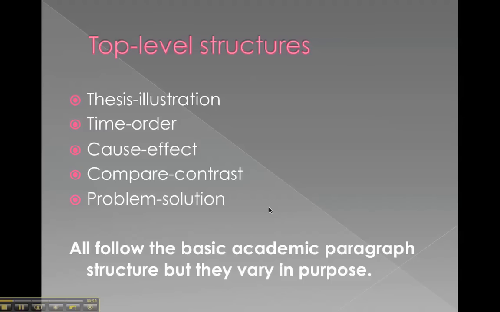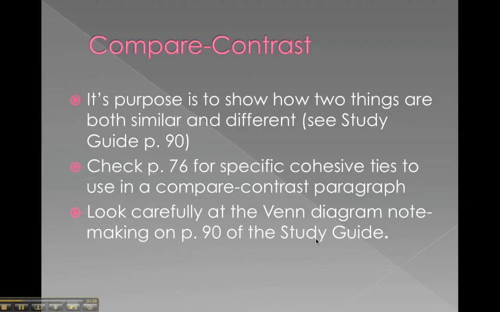We talked specifically about the thesis illustration paragraph, and then there's also what's known as the time order paragraph, the cause and effect paragraph, the compare and contrast, and the problem and solution. They all follow that basic academic paragraph structure, but they vary in their purpose and the reason for writing them, in terms of the meaning that you're wanting to get across. So you'll choose a particular pattern or structure because you have a particular purpose or goal in mind.